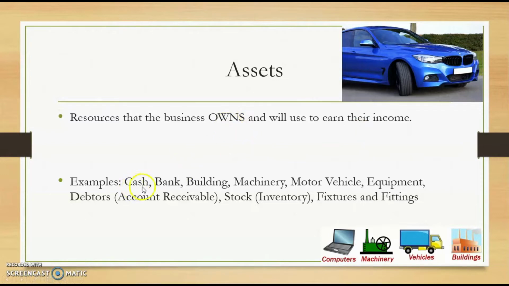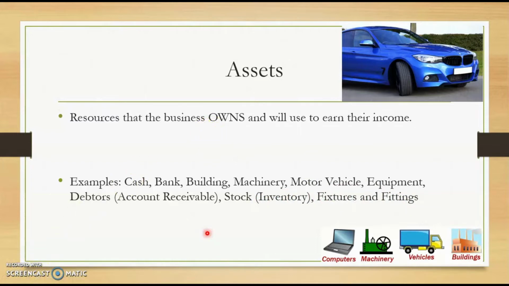So we're talking about cash. We're talking about bank, and when we talk about bank, we're talking about the money that they have in their bank account. We're talking about building, machinery, motor vehicle, equipment, their debtors, also known as accounts receivable or trade receivable. We're talking about stock, inventory, fixtures, and fittings. So the resources that the business owns, we call those assets.